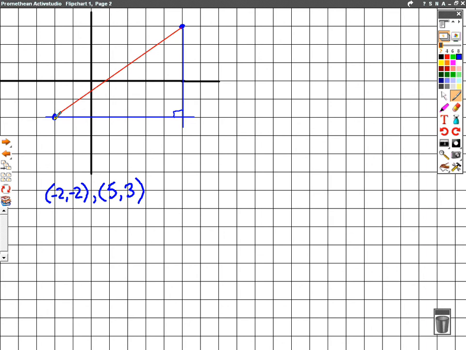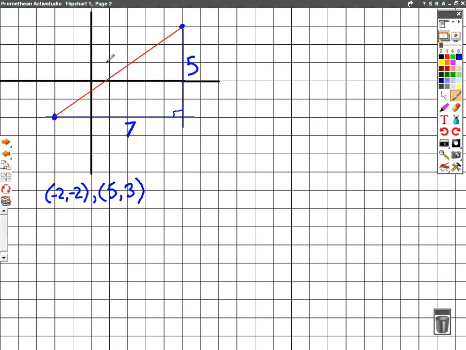So in this case right here, what do we end up with? The distance is 1, 2, 3, 4, 5, 6, 7. So that distance right there is actually 7. This distance is actually 1, 2, 3, 4, 5. So there's my right triangle. And the 2 legs that I have are actually 5 and 7.